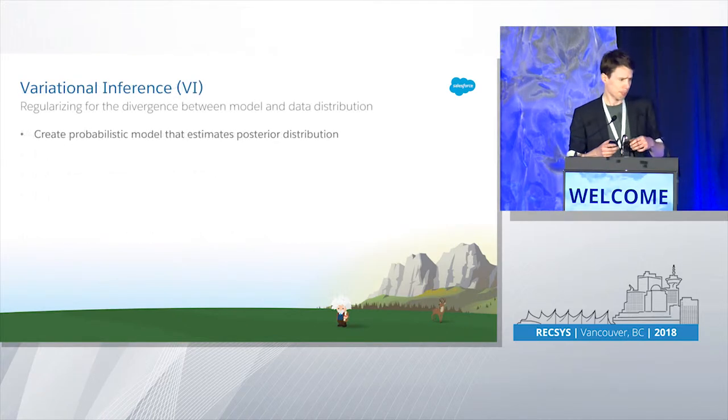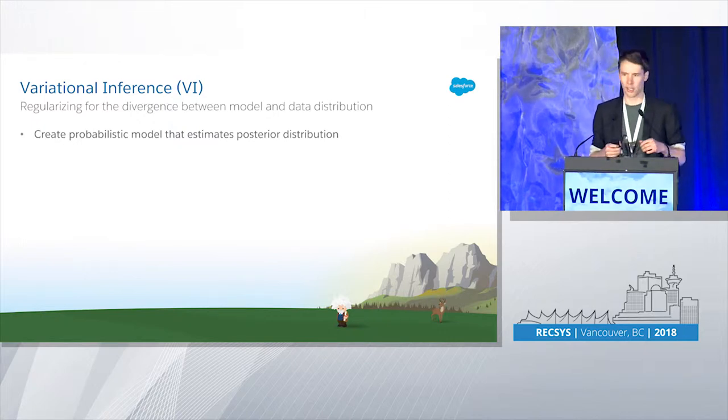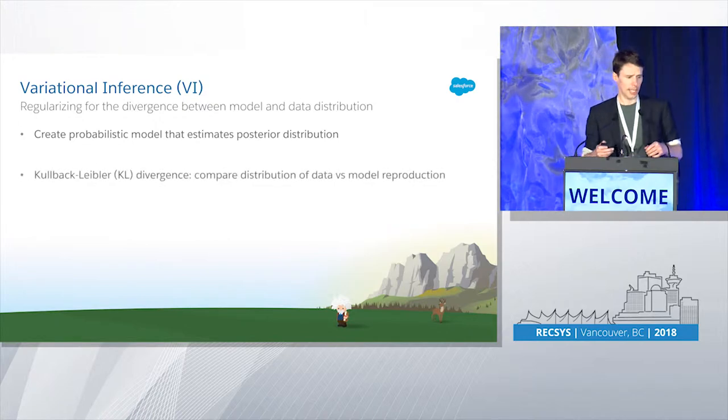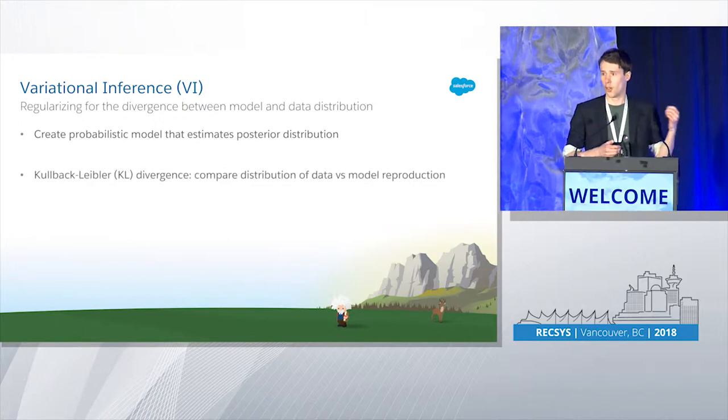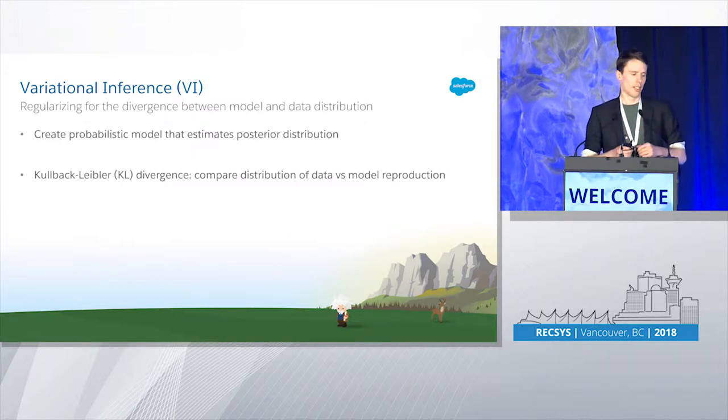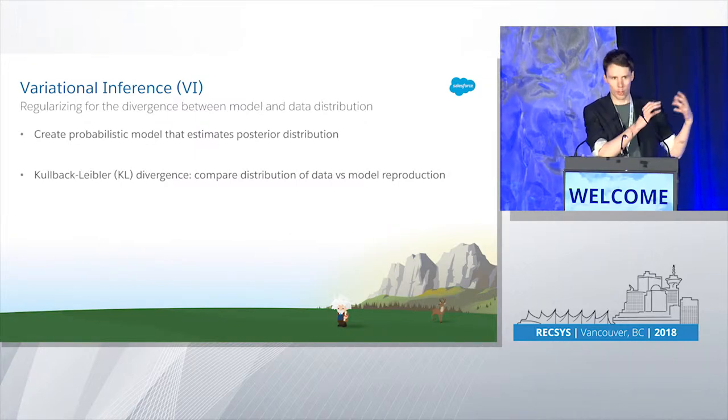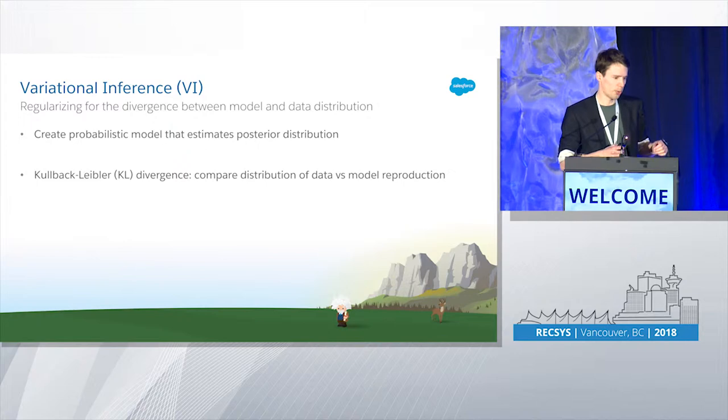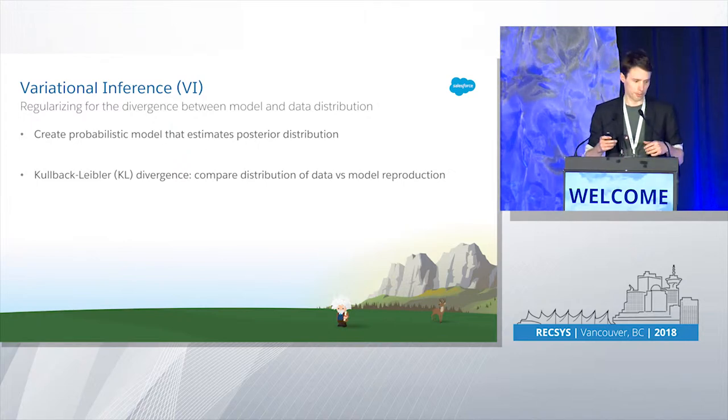Variational inference. Instead of just doing point estimates, we're doing the proper Bayesian way, where we want to reproduce the probability distribution. We want to estimate the posterior distribution, and that's a very hard problem. In variational inference, we do it by using the KL divergence to regularize or compare the data distribution that we want to reproduce with the model reproduction.